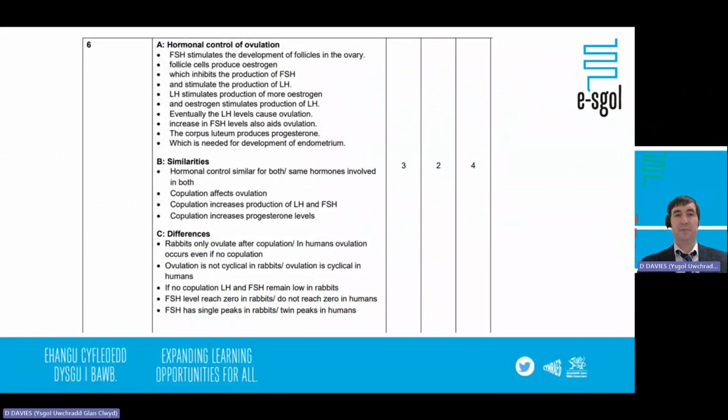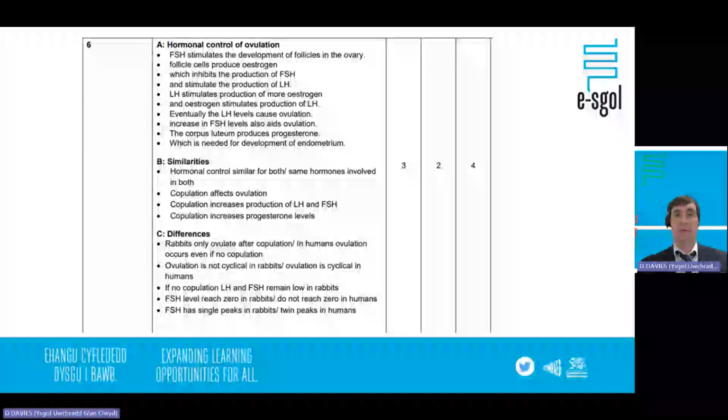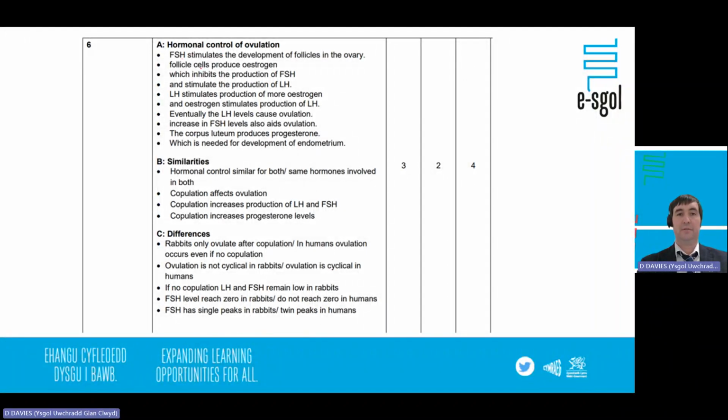Okay, so remember these types of mark schemes, it's not one marking point, one mark. Okay, you will need at least half of those to get to the middle band. Okay, but again, FSH does this, which does that, which does this. So that is basically a learny bit. You've learned that, you know what FSH does, you know what estrogen does, you know what LH does. Okay, so that's just that happens.